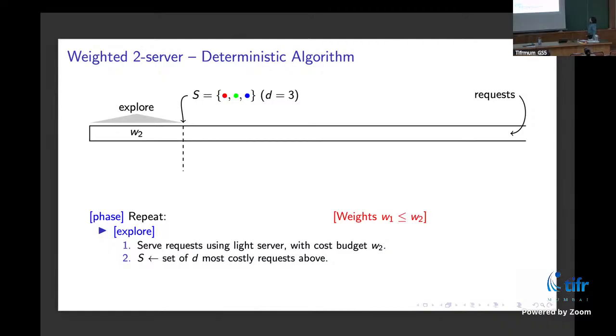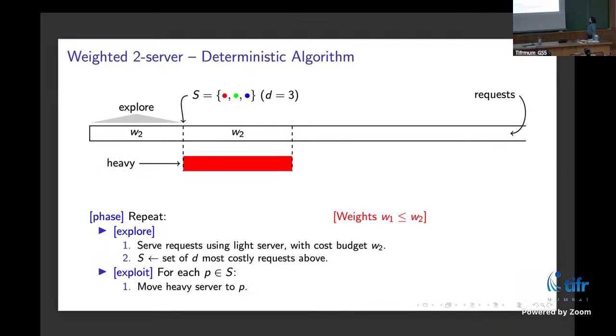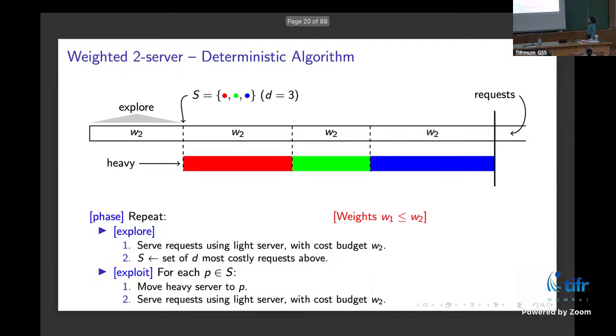So now, once we have figured out the D most costly points, we start the second part of the phase, called the exploit part. In this exploit part, for each point in the set S, we do the following. We send the heavy server to that point P, and then we just stick to keeping our server at point P and serve requests until we incur another cost of W2. And so on. This happens for every point in the set S. Once we are done with all these iterations, our phase is over.